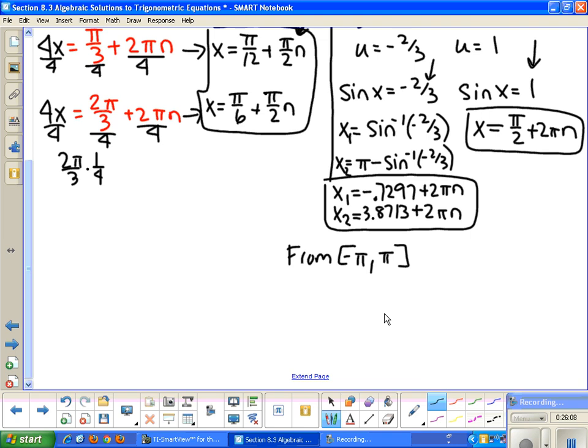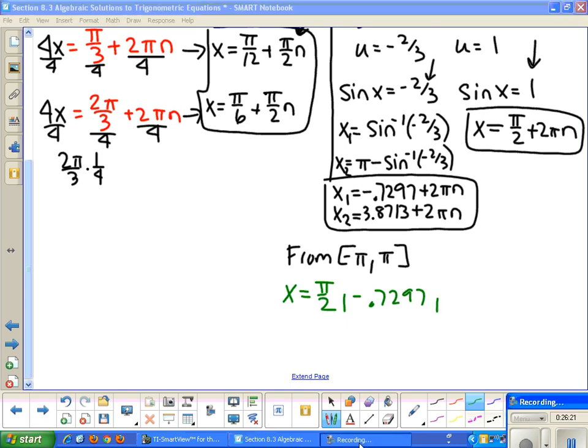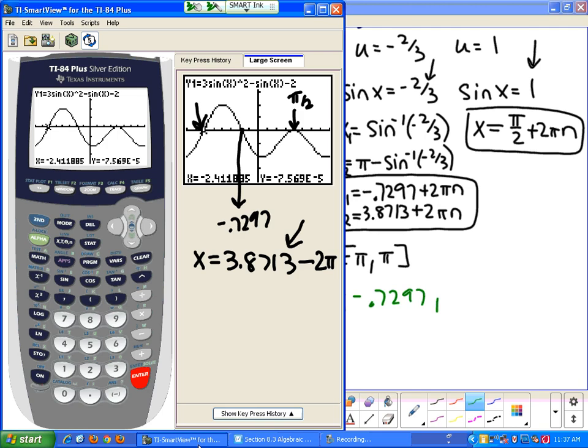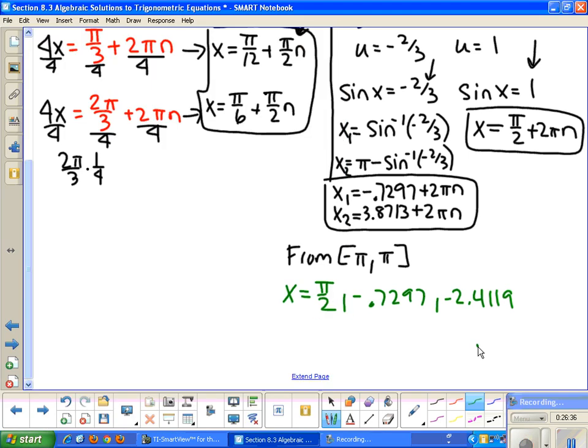So over here, I know that my solutions are going to be x is equal to pi over 2, and negative 0.7297, and then the last one was negative 2.4119. And so from negative pi to pi, these would be my solutions that I would have. If it asked me to find all of the solutions, then I would use these two answers.